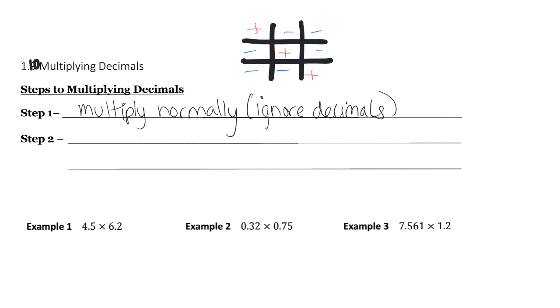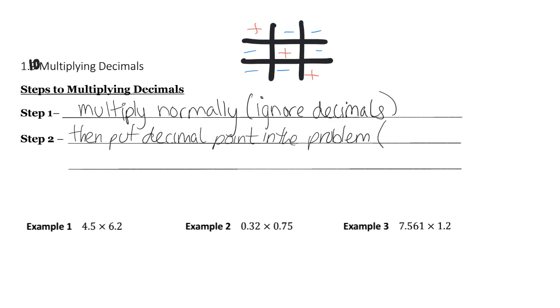In step 2, this is when we figure out the decimals. This is when we put the decimal point in the problem. And you may be thinking, but where do I put it? If the original problem has 7 decimal places, you put it 7 numbers over.